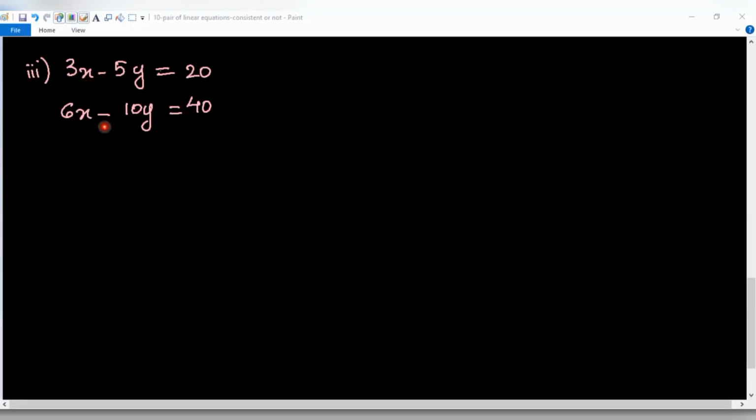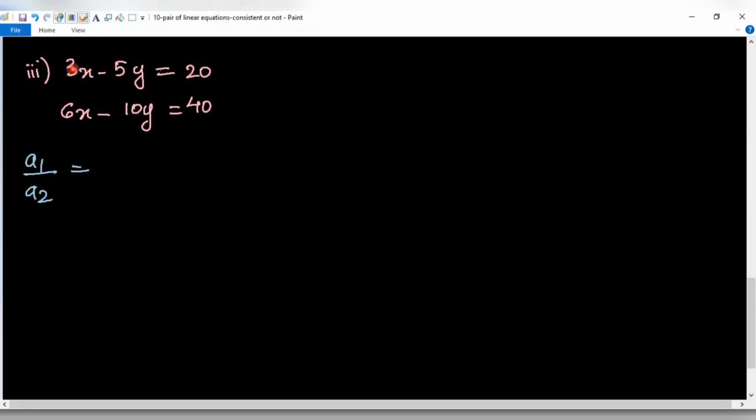See, these are the given equations. 3x minus 5y equals 20. 6x minus 10y equals 40. Okay. So here also the constant terms for both the equations, it is on the right side. No need to rearrange and all. Okay. The coefficient of x is termed as A, the coefficient of y is termed as B, and the constant term is C. Okay, so A1 by A2, we need the ratio.